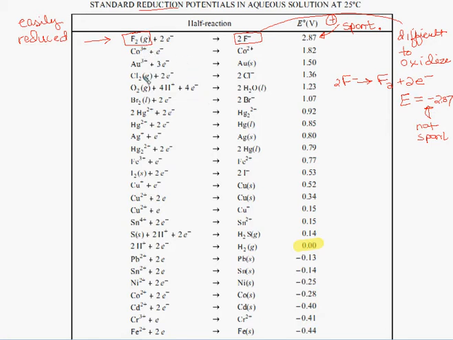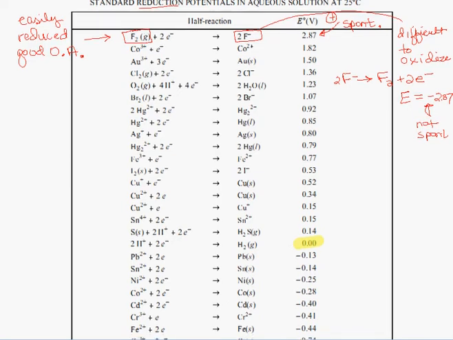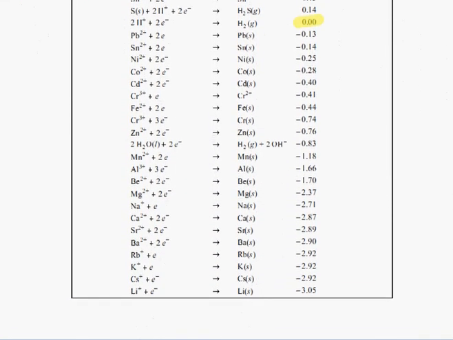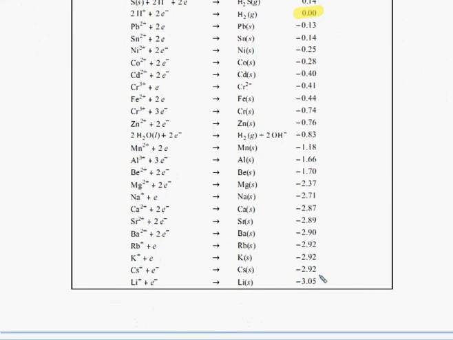As you go down this whole list, these are becoming less and less able to be reduced. That also means that each of these reactants is less able to act as a good oxidizing agent. That which is reduced can be an oxidizing agent because it can cause something else to be oxidized. As you go down to the bottom of this table, again, we get closer and closer to negative values.